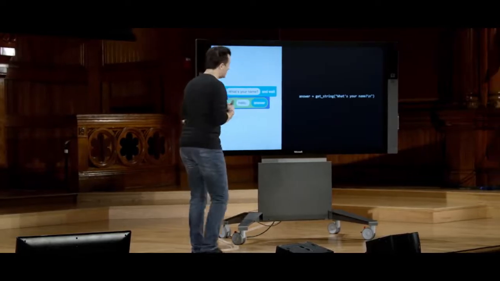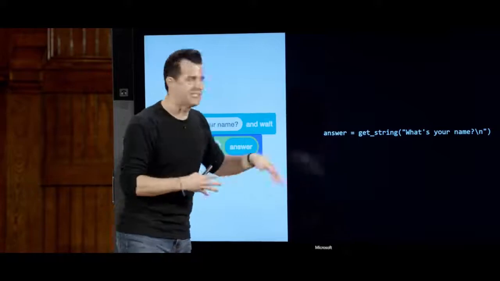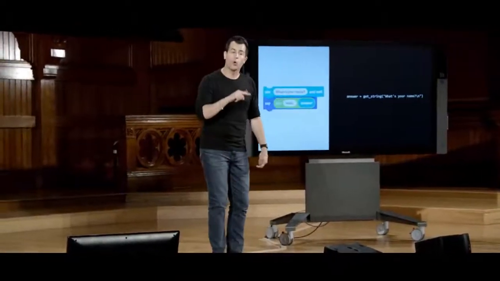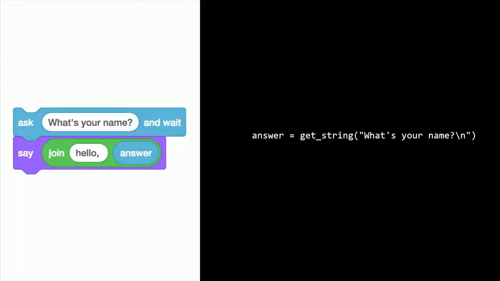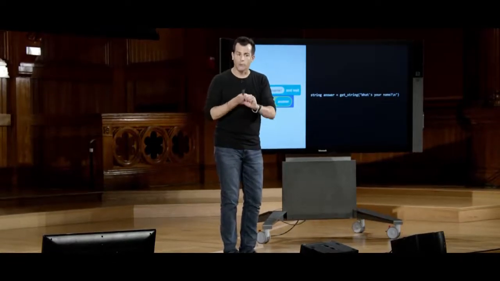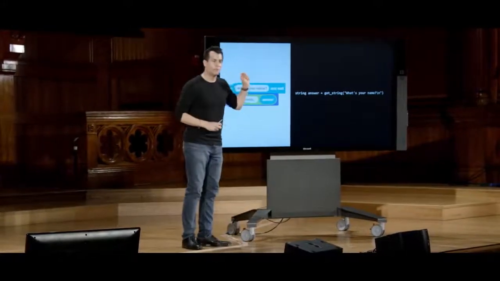But C is a little different. C is old school, and you have to be super explicit as to what type of value you are getting and therefore storing in the variable. So to the left of the name of the variable, I have to tell the computer the type of value I need to store is going to be a string. And we're going to see in a moment there's other types of values. There's numbers and more. But for now, we're just going to store a string. And there's one thing missing from this line of code.